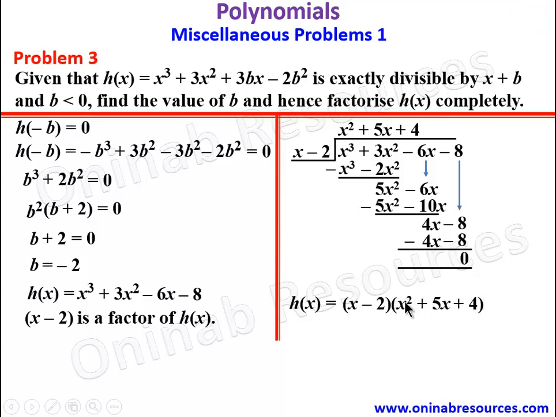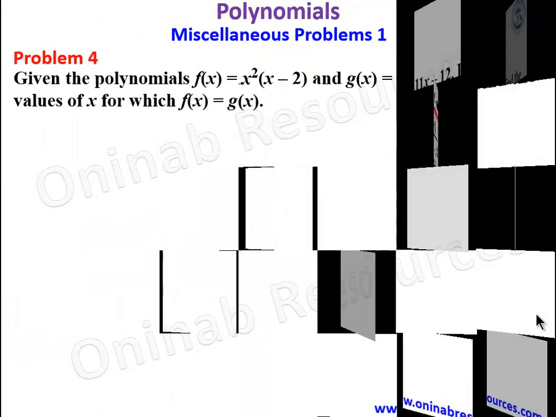So to factorize this quadratic expression, we are going to get x in bracket since we have x squared here and the coefficient is 1. So the two factors of positive 4, whose sum will give us positive 5, are plus 1 and plus 4. So with this, we have completely factorized the polynomial h of x. And that's the end of solution to problem 3. We go to problem 4.